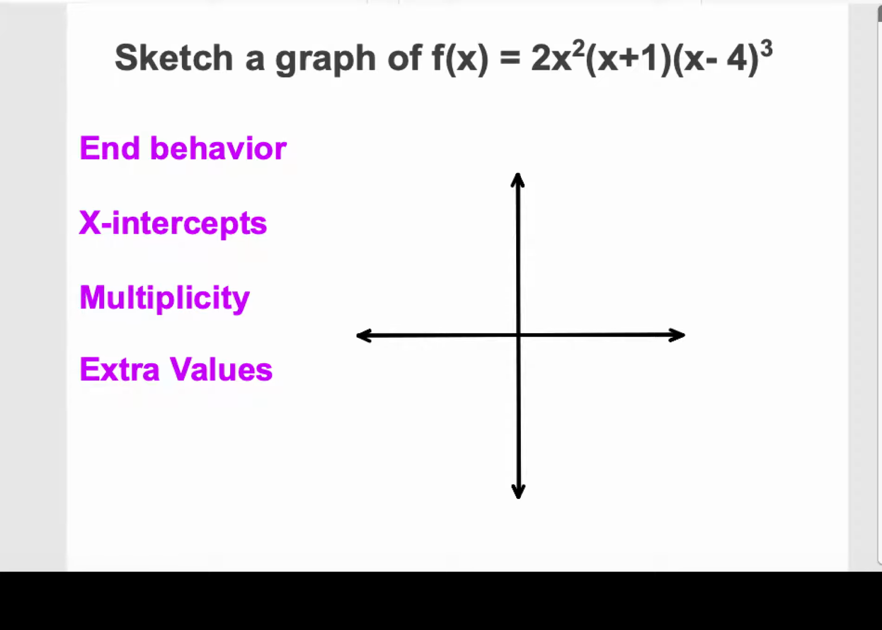So down the left side, we've got a few pieces of information. We're going to want to use what we call the end behavior, the x-intercepts, the multiplicity, which is very important, and then extra values as needed. So let's talk about what each one of those four are, and then we'll come back to this problem a little bit later.